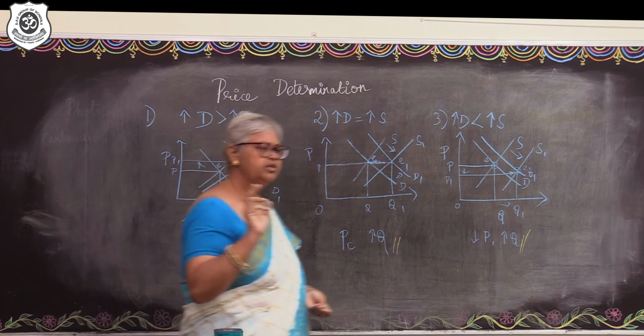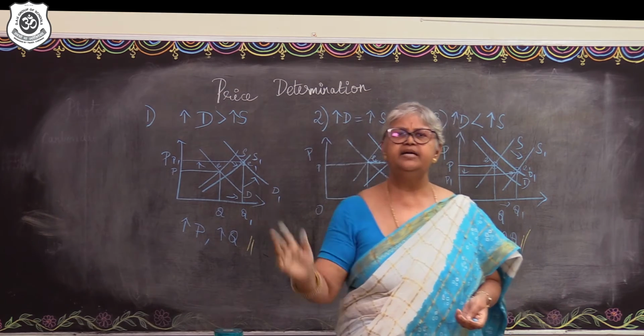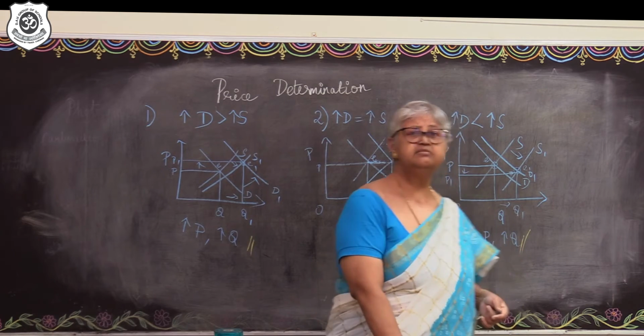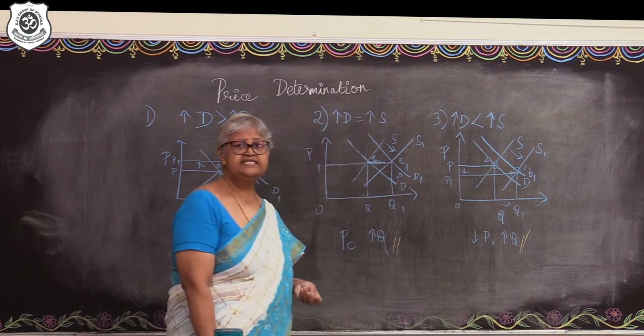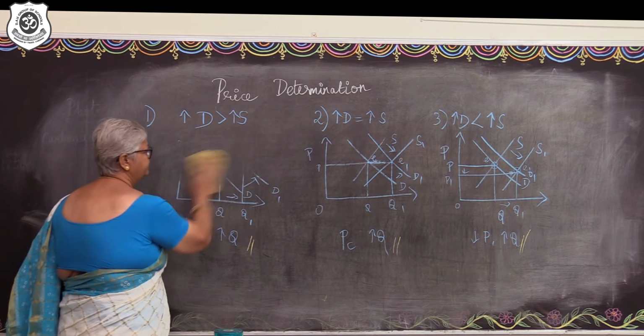Right? Now, will there be a decrease in the demand and also a simultaneous decrease in the supply? Yes, that's also very much possible, isn't it? Yeah. So let's try and understand that through a diagram. Fine.